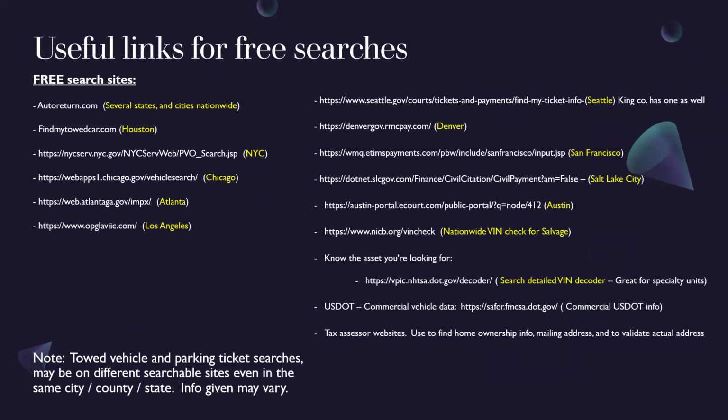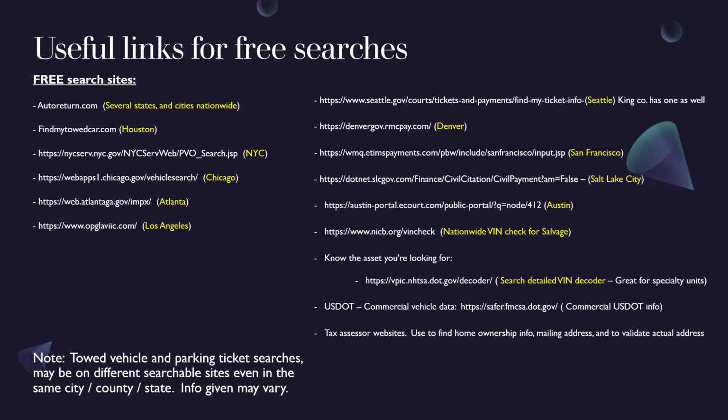So again, useful links for free searches. Kind of go through here. Auto Return is a huge one that includes many states, San Francisco to Denver, Austin, Round Rock, San Antonio. I mean, you go on their website, it's a lot of municipalities. Wherever you report your repos to, look and see if they have a tow log that you can access. Houston, it's findmytowedcar.com. New York City, Chicago, Atlanta, Los Angeles.